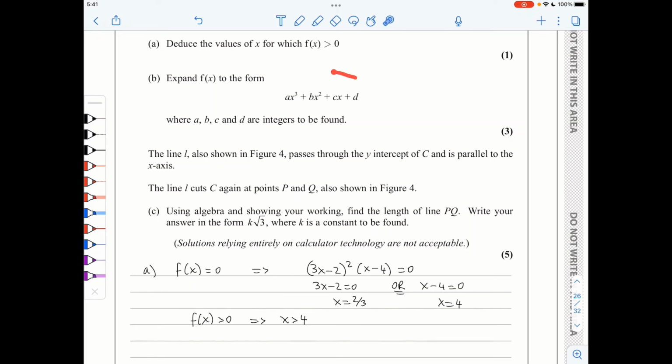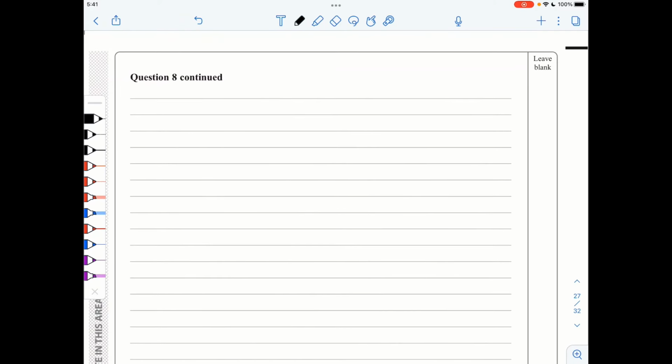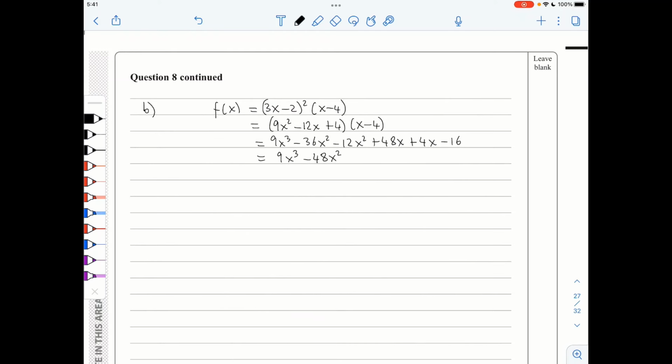And then in part B, we need to expand f of x to give this form here. So we have f of x to be 3x minus 2 squared times x minus 4. So I will start by expanding the first bracket. It's 9x squared minus 12x plus 4 times x minus 4. A further expansion gives me 9x cubed minus 36x squared minus 12x squared plus 48x plus 4x minus 16, which gives me 9x cubed minus 48x squared plus 52x minus 16. That was part B.